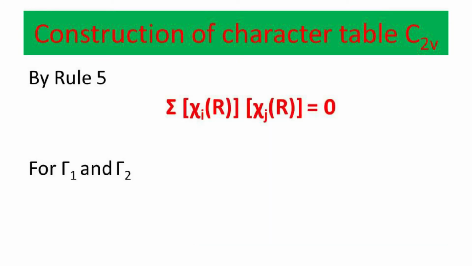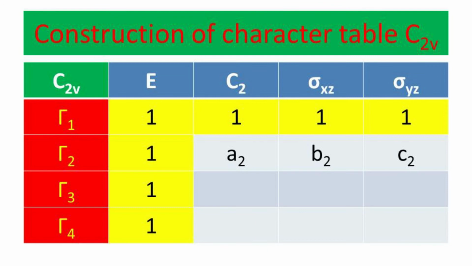In order to proceed further, we want to apply rule number 5: the summation of multiplications of two irreducible representations is equal to 0. Let me consider the unknown characters of gamma 2 as a2, b2 and c2. What I mean is, for gamma 2, the character for the C2 operation is a2. For the same gamma 2, the character for the sigma xz operation is b2. And for gamma 2, the character for the sigma yz operation is c2.